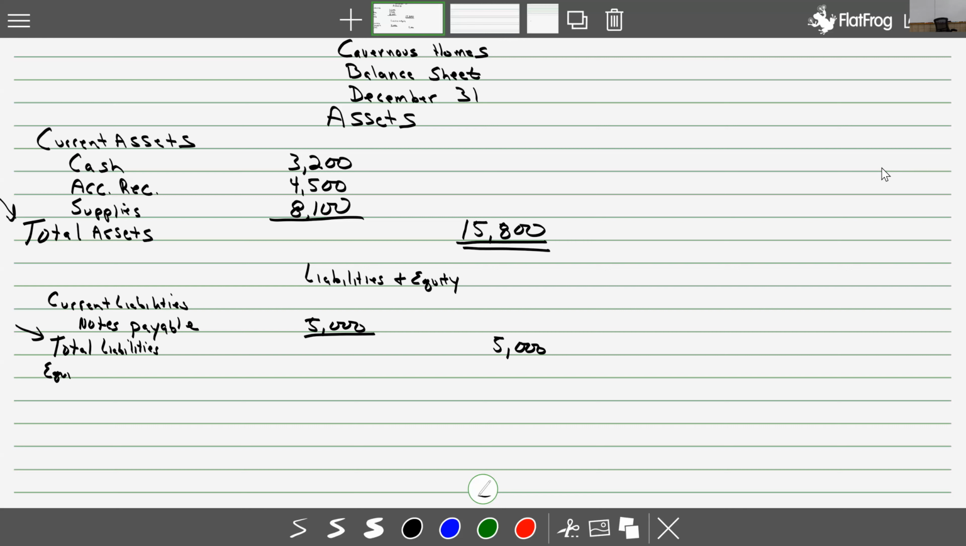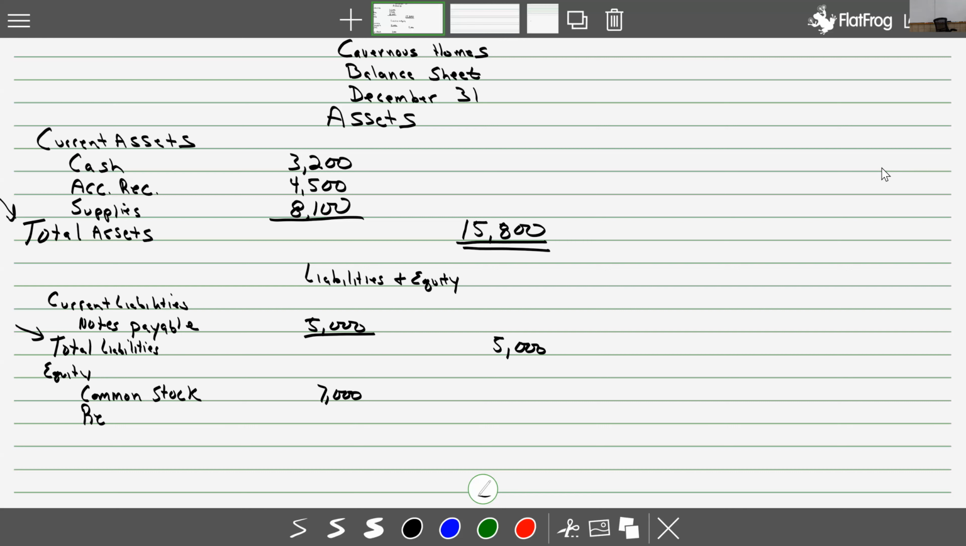Next, we have equity. Equity, if you recall, is made up of contributed capital and retained earnings. Most of the time, the contributed capital in a corporation is stock. When people buy stock, when the corporation issues it, that gives the corporation money to operate on. So our common stock here is listed at 7,000.